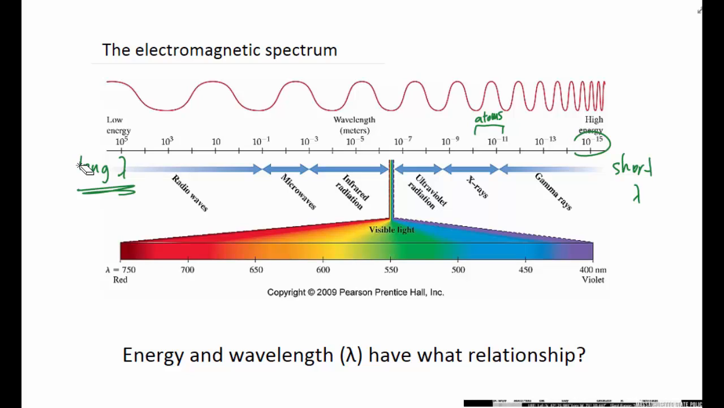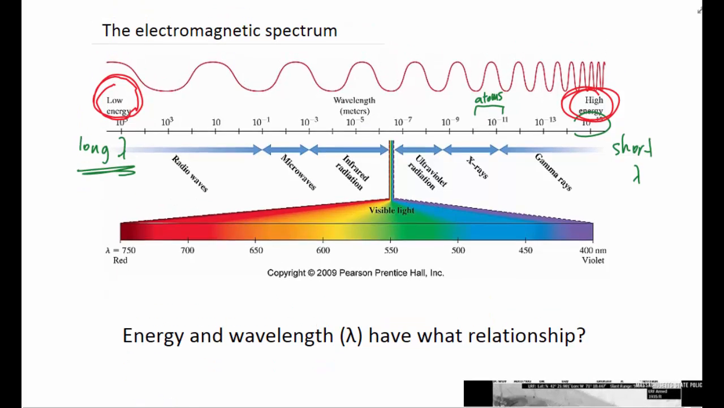Also, take a look at what happens to energy. Where we had the longest wavelength, those ones had the lowest energy. And the shortest wavelengths, those ones had the highest energy. So energy and wavelength, they don't change together, right? They don't go the same direction. They're sort of opposites. Anybody know what that relationship is called, where as one thing increases, the other thing decreases? Inverse? Yeah, they are inversely proportional.